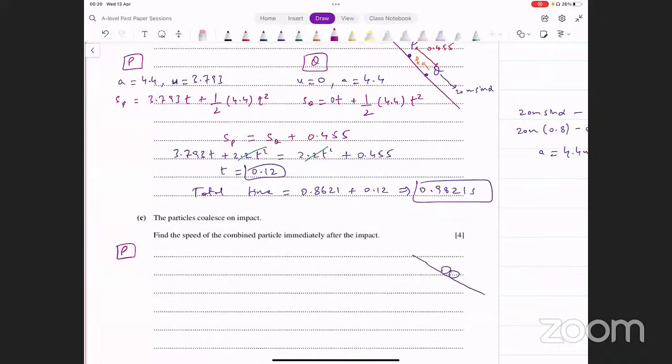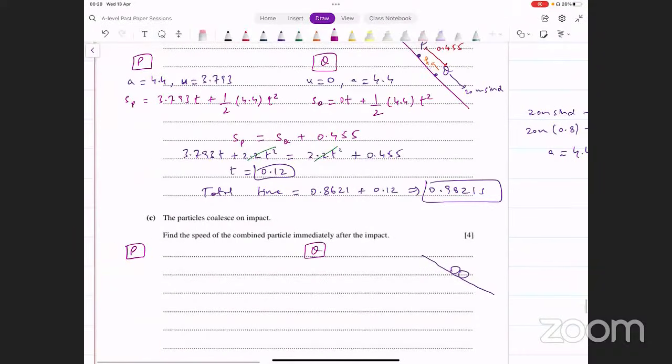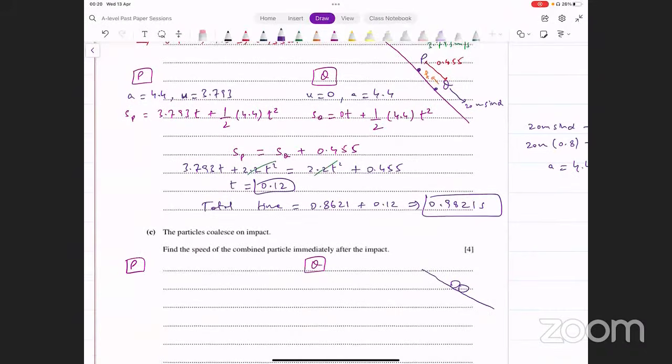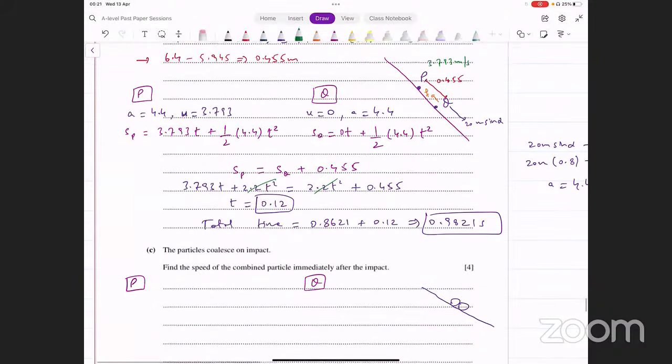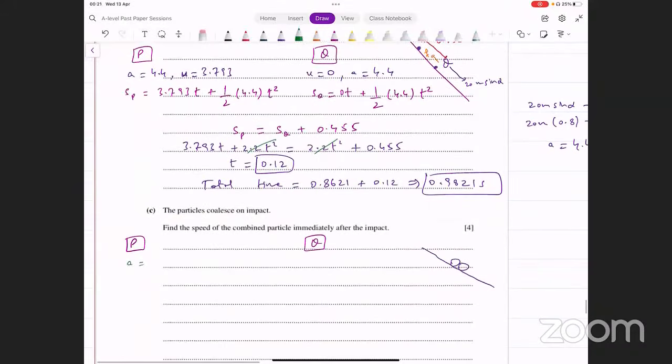Again, let's consider those two objects separately first. What will be the velocity of P at the time of collision? We know the time taken was 0.12 seconds from this point onward. So we have some information about P here. We know acceleration is 4.4. We know that initial velocity for P was 3.793. We know the time taken for this part, that was 0.12. We have these 3 pieces of information.